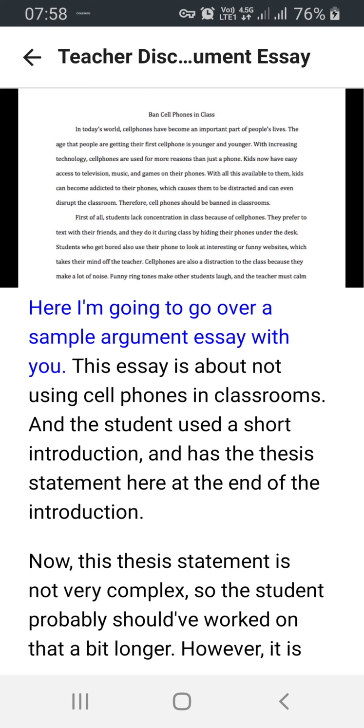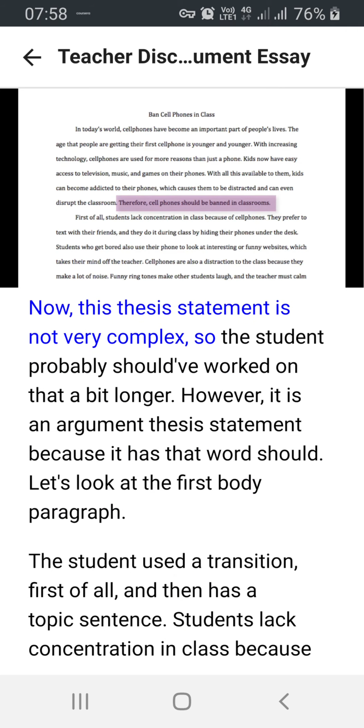Here I'm going to go over a sample argument essay with you. This essay is about not using cell phones in classrooms, and the student used a short introduction and has the thesis statement here at the end of the introduction. Now, this thesis statement is not very complex, so the student probably should have worked on that a little bit longer. However, it is an argument thesis statement because it has that word should. Let's look at the first body paragraph.